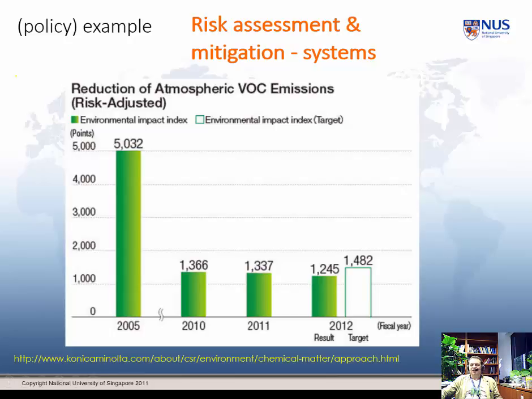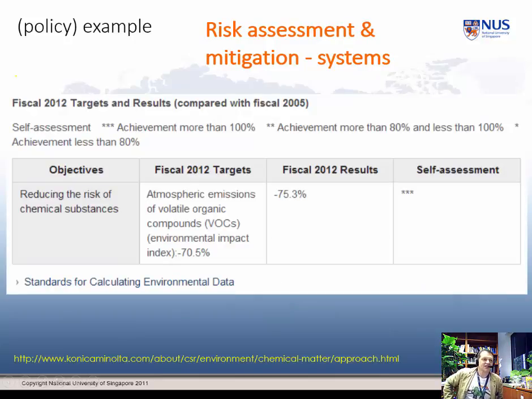VOC emissions. Now, of course, once you meet your target, you then look at the target and work out where you're going to go next, what the next 5 years targets are. And this is an analysis of that. They wanted to reduce their impact by 70-odd%, and they reduced it by 75%. So that was a self-assessment. They achieved their goal by 2012, so that's all good.